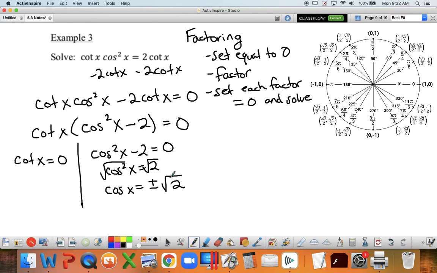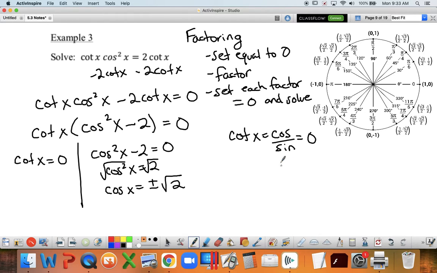Okay, so now that we've got our solutions, or what we want for a solution, now we need to figure out what are the angles that satisfy that value. So the first thing is, let's look at the cotangent of x is equal to 0. Remember, cotangent is cosine divided by sine. And I want, when I do that, to get out a 0.